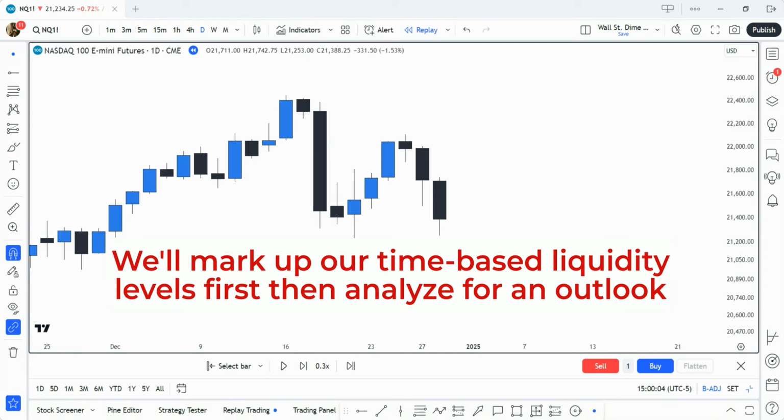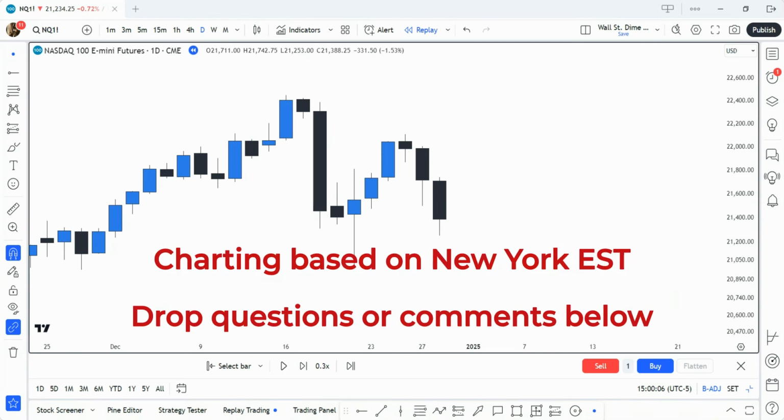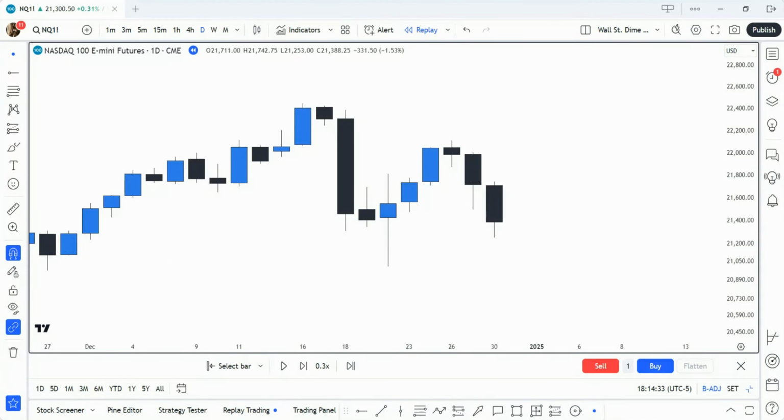An important note, all of my charting is based on New York Eastern Standard Time. Let's begin with a step-by-step process. Step 1, go to the daily time frame chart on the NASDAQ futures. We're going to mark out the previous day's high and the previous day low.